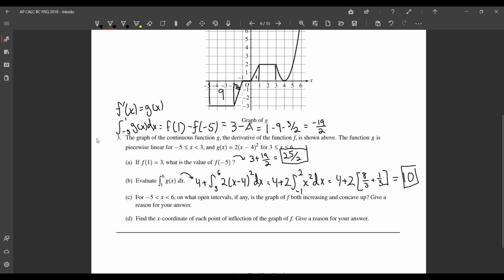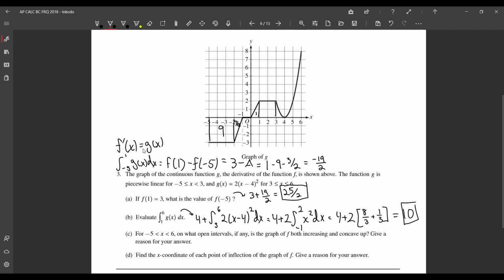Okie dokie. Pretty much just what's shown on the graph, on what open intervals is f both increasing and concave up? So f increasing, concave up is the same as g positive and increasing, right? So obviously this negative half is completely scrapped.